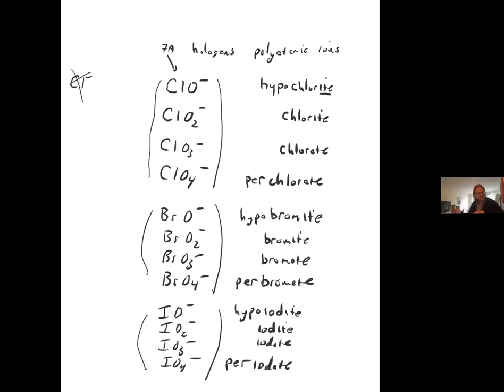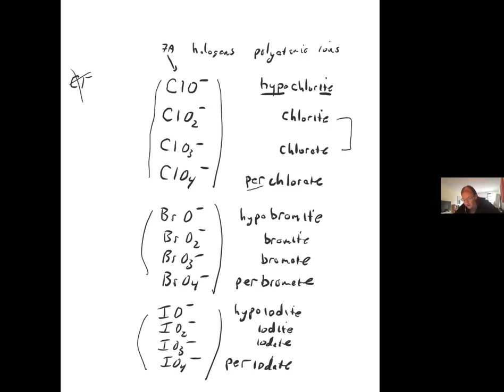And you might say, well, why does that say per? The reason it says per is because there's possibility of up to 4 different ones. Most of the polyatomic ions don't have that potential. They can't make 4 different types. Most of them can only make 2. So if they can only make 2, we don't need the hypo and the per. We just need the middle 2.